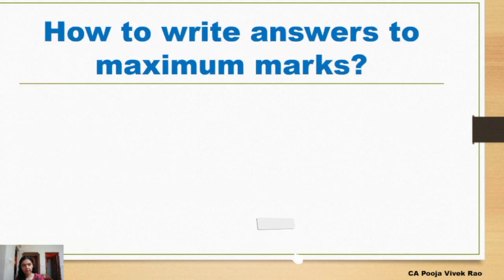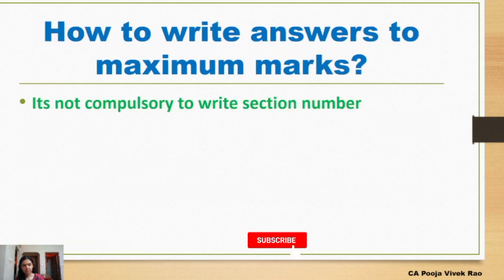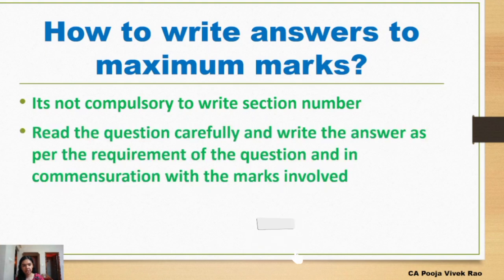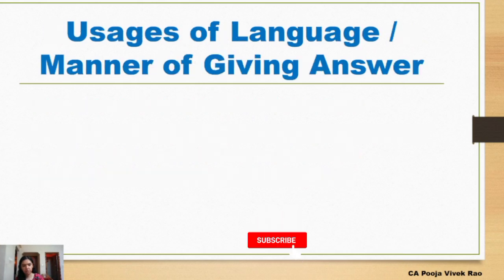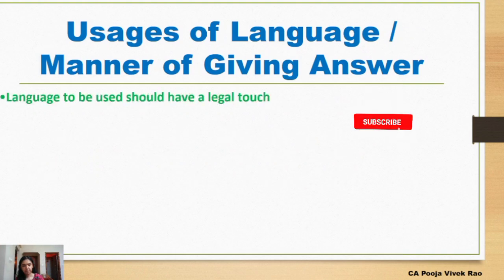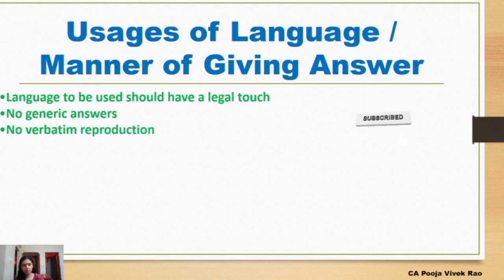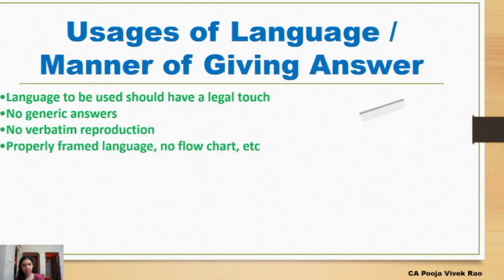Now how to write answers to gain maximum marks. So as mentioned earlier, it is not compulsory to write the section number. Read the question carefully and write the answer as per the requirement in the question and as per the marks allotted to the question. Now coming to the language in which you should be writing the answer. So the answer should have a legal touch. So you cannot just use general words, you will have to clearly mention the legal provisions. However, it is not required that you copy paste the same answer as given in the study material. You can write in your own words, but the legal provision should be clearly written.